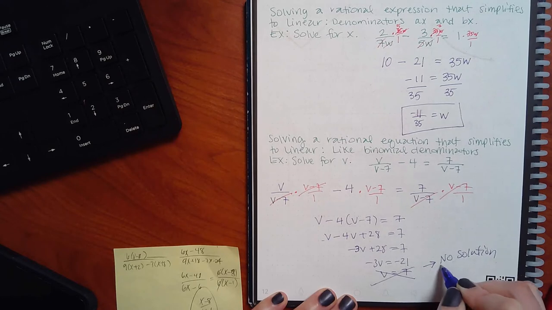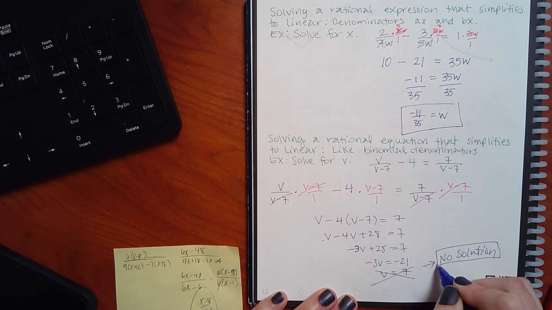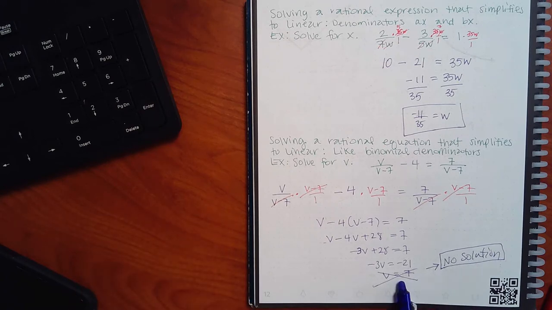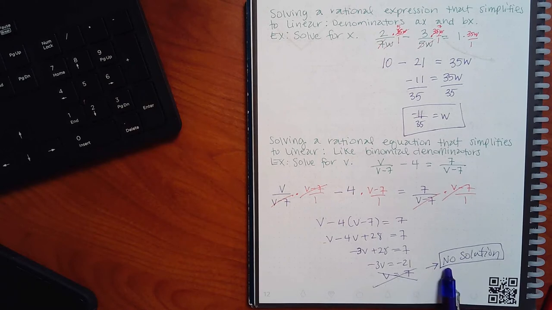Now, I want to mention something real quick, because eventually today we're going to get into problems that have two answers, right? And one of them may be bad, but the other one may be good, okay? And so then you don't write no solution, you just give me the one that's good, okay? So just keep that in mind. If you only get one answer and it's bad, then yes, it's no solution.